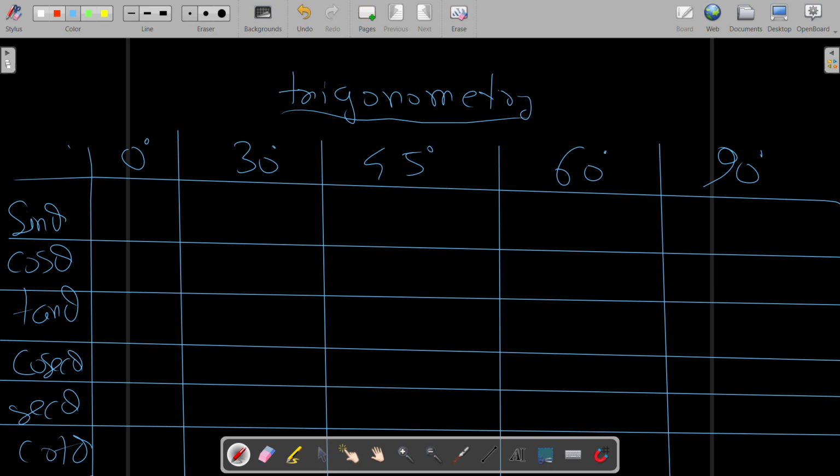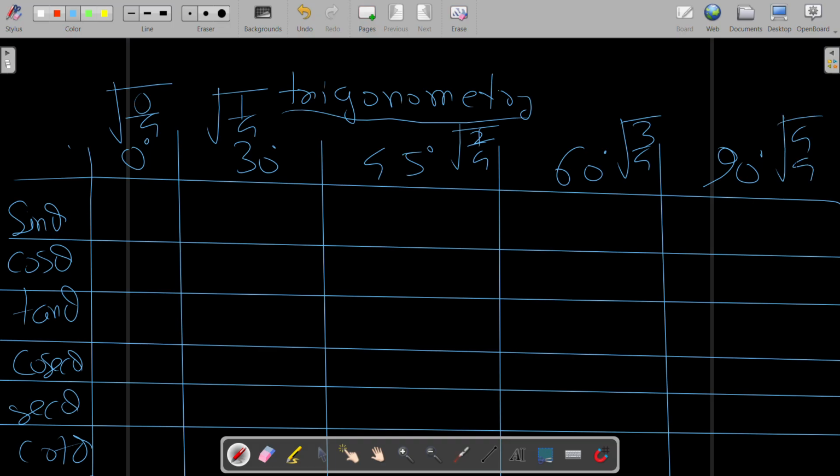Hello, today we will discuss how to find out the values of the standard angles in trigonometry by two methods. In general, we do what? For a short trick for finding the values, we take root over 0 by 4 for sine 0 degree, root over 1 by 4 for sine 30 degree, root over 2 by 4 for sine 45 degree, root over 3 by 4 for sine 60 degree, and root over 4 by 4 for sine 90 degree.